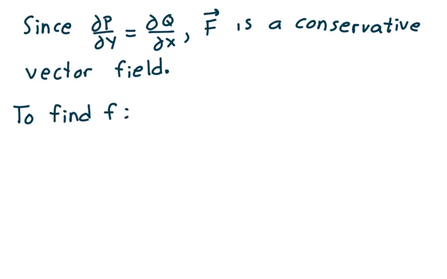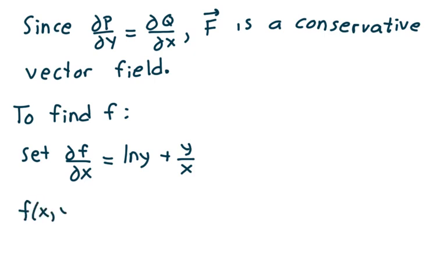what we're going to do is we're going to set the partial of f with respect to x equal to the first component of the vector field. So in other words, we're going to set this equal to natural log of y plus y over x. So I want little f of xy. And so I have to integrate this other side with respect to x. So that's what's been going on the whole time. You can think of it as like a partial integral.